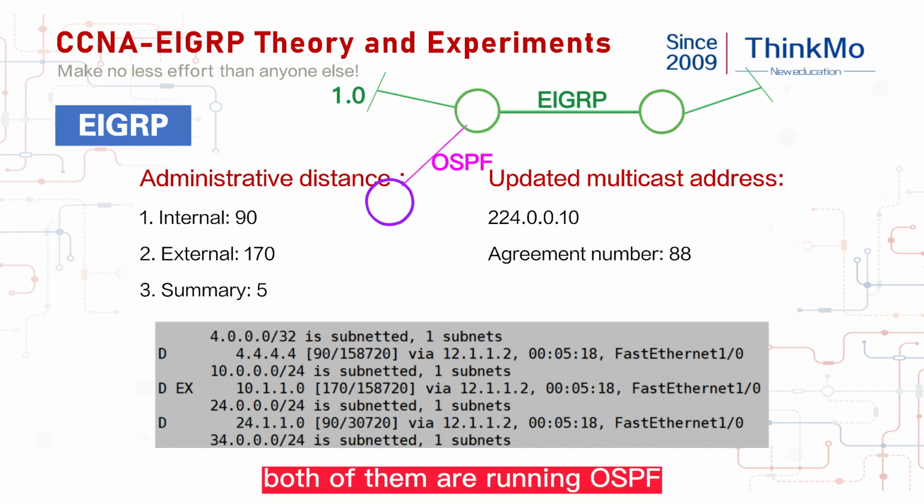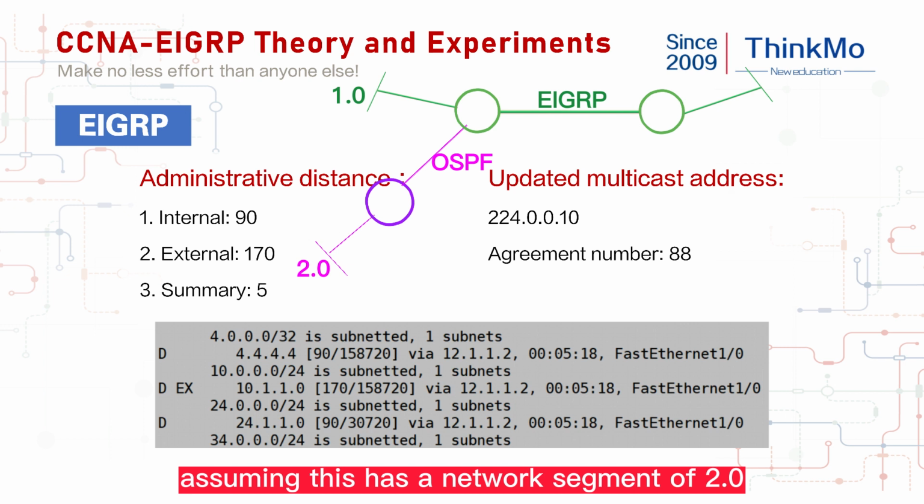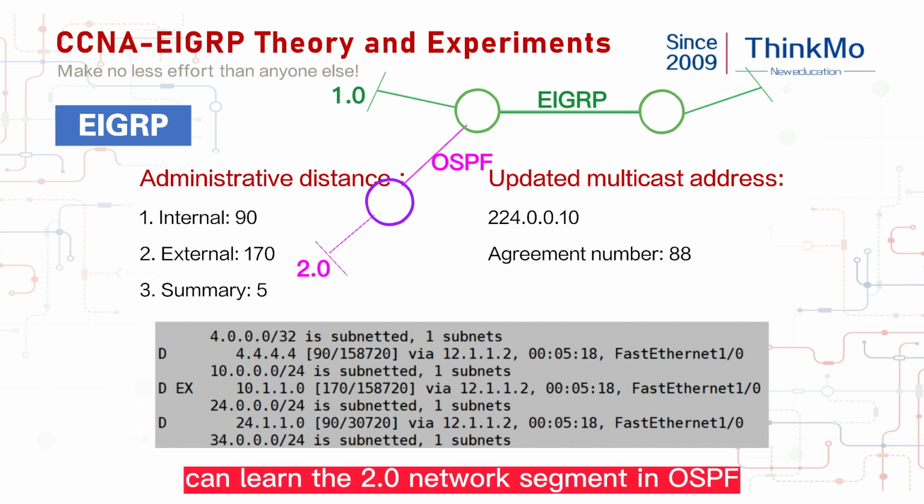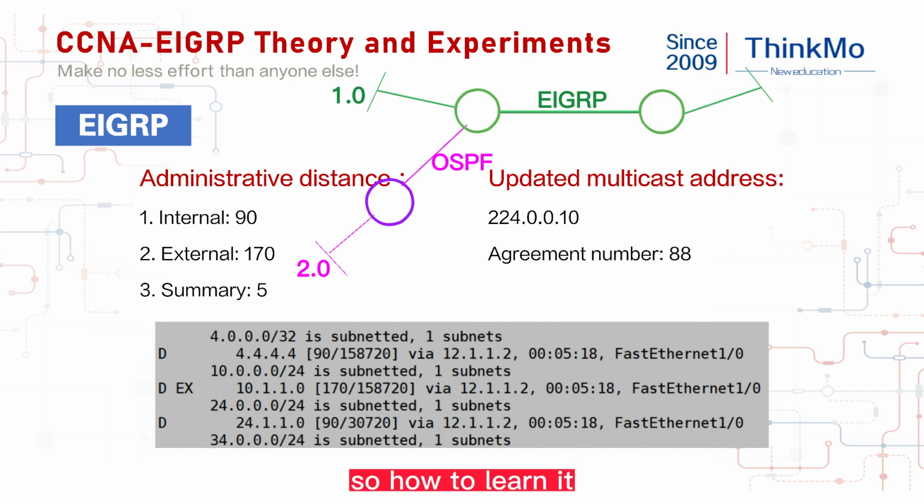Both of them are running OSPF. Assuming this has a network segment of 2.0. Although here is OSPF, here is EIGRP. But I hope the device on the right can learn the 2.0 network segment in OSPF. So how to learn it?